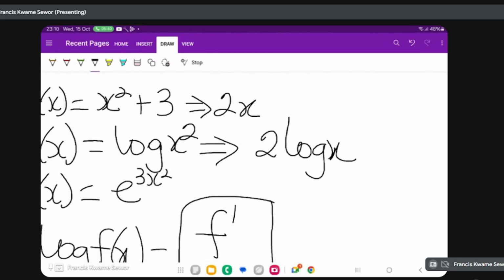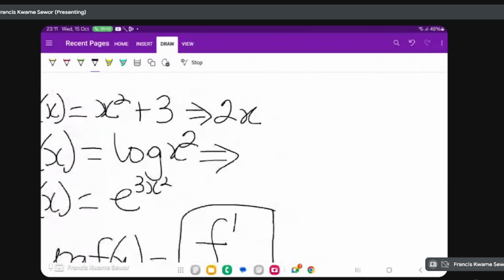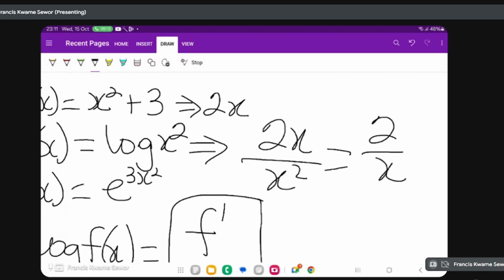We are here on the second one. The log one is log x squared. It's 2x over x squared. So what's the final answer? The final answer is 2 over x. Yeah, that's 2 over x.